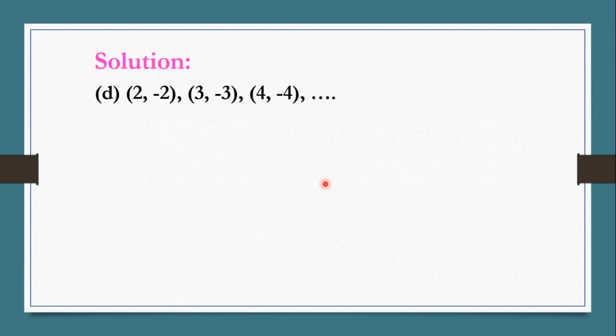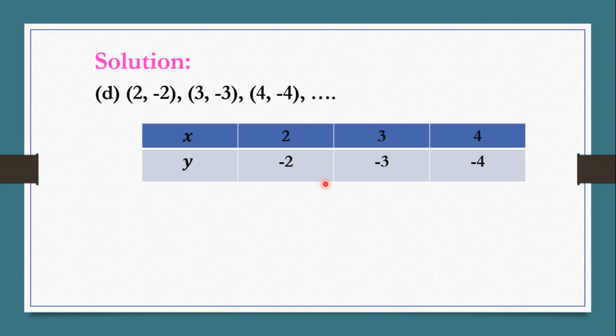Part D now: (2, -2), (3, -3), (4, -4). We use the table once again. So we have the values in the table. What can you observe about the x and y values? You can see that we are multiplying by negative 1. 2 times minus 1 is minus 2. 3 times minus 1 is minus 3. And 4 times minus 1 is minus 4. So y will be equal to x times minus 1, or simply y equals minus x.